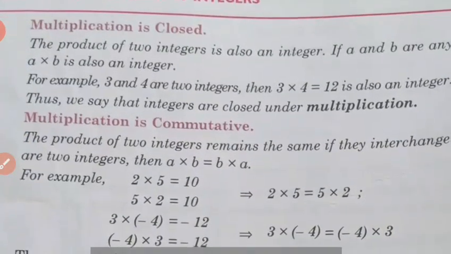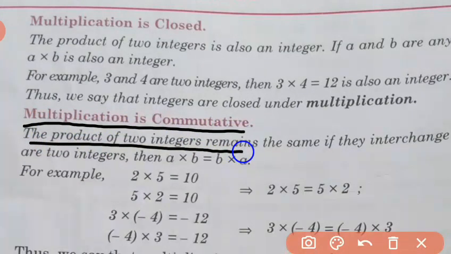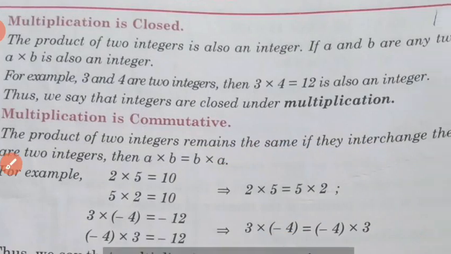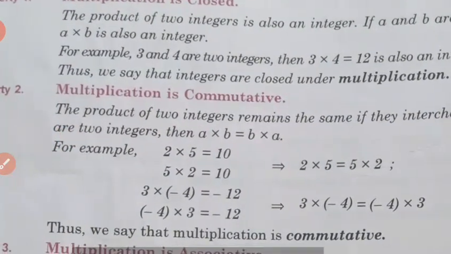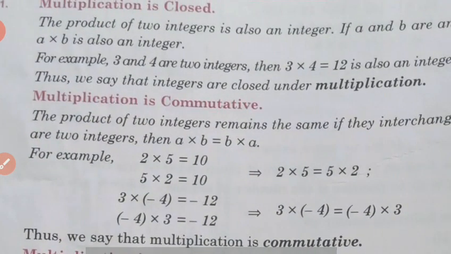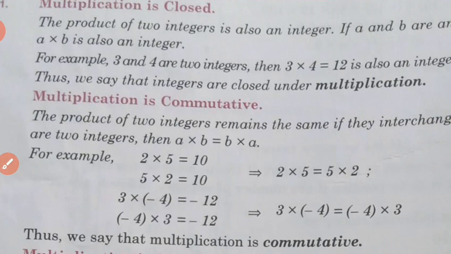Second property, multiplication is commutative. Commutative means the product of two integers remains the same if they interchange their places. For example, if a and b are two integers, then a cross b is equal to b cross a, or a multiply b is equal to b multiply a. In addition, we have seen a plus b is equal to b plus a. Instead of plus, we have to write here again multiplication.